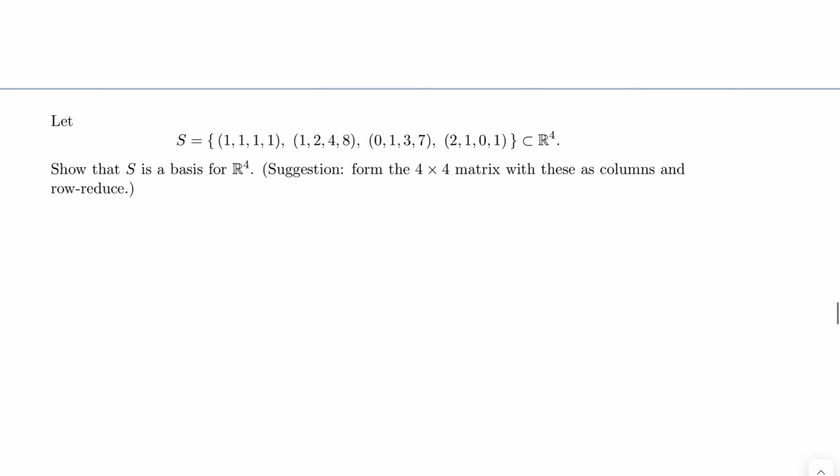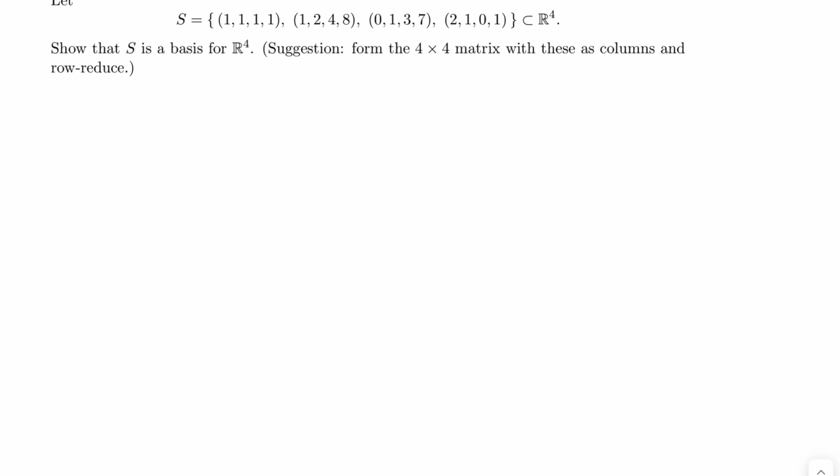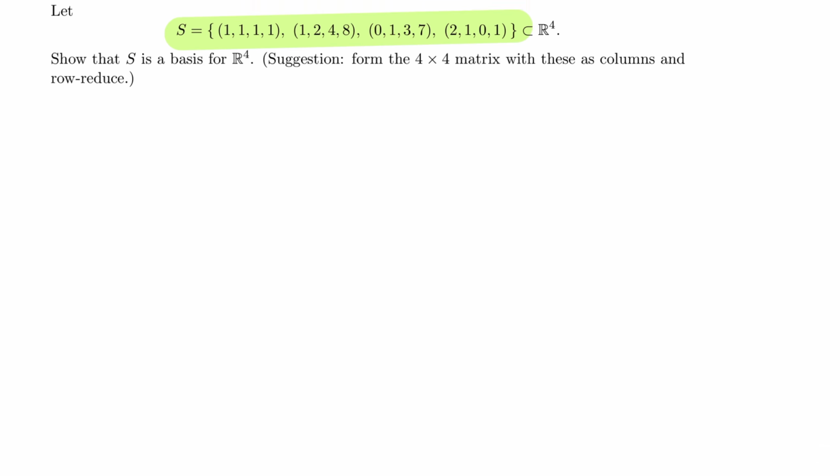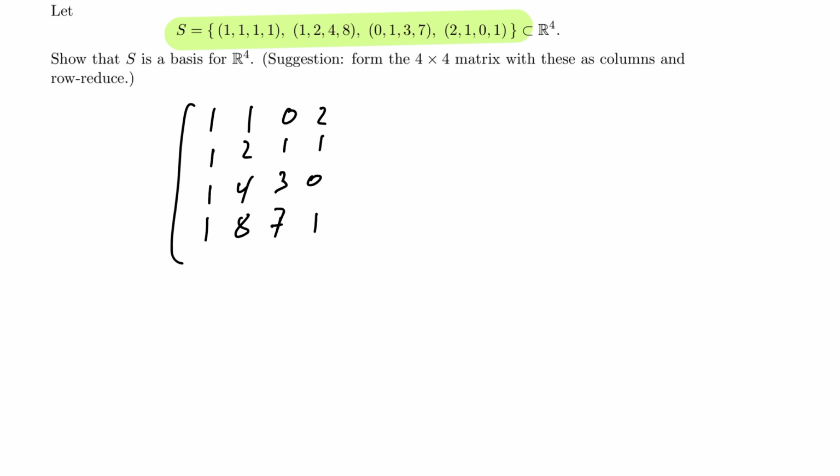All right, let's take a look at one more example. So in the final example here, they give us a set S consisting of these values. This is a subset of R4, and they want you to show that this is a basis for the set. And to show this is a basis, the only thing we really have to do is row reduce this. Let's go ahead and throw this in a matrix here. So 1, 1, 1, 1, 1, 2, 4, 8, 0, 1, 3, 7, 2, 1, 0, 1. And I want to row reduce this and solve this.